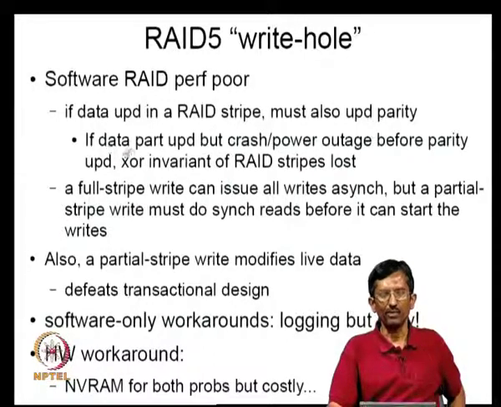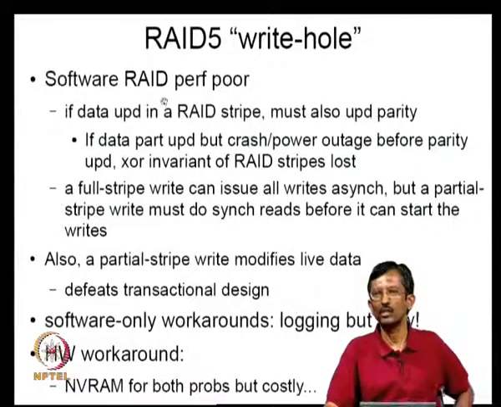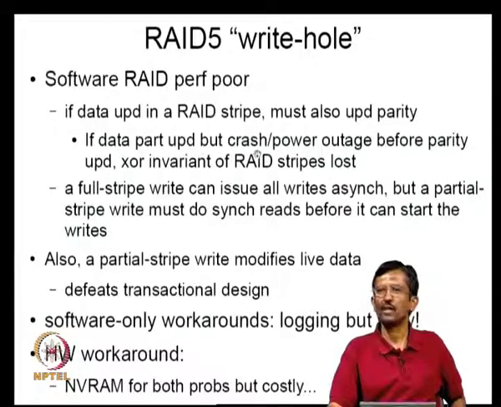But our problem is that if the data part is updated, but there is a crash or power outage before the parity is updated, the invariant is lost. So we somehow have to make sure that we can avoid this situation. You can certainly not avoid a power outage. This is not something over which you have any control. Nor do you have any control over what is called a crash, a kernel panic. There is no control because this can come at any time. So that means that somehow you have to recover from this situation.